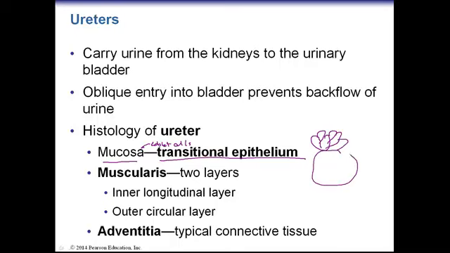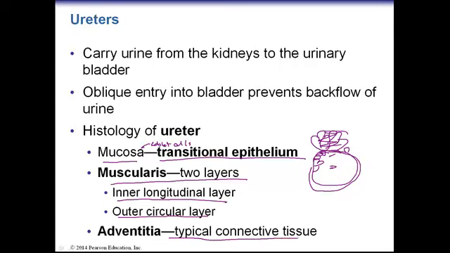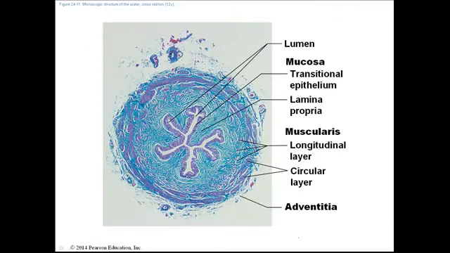Okay, on the outside of the bladder, right? Or actually it's on the inside. Sorry, inside. So that as this fills up, these will stretch out. Okay. So it has two muscular layers, an inner longitudinal and outer circular, and then adventitia, just ordinary connective tissue. So here's the lumen.